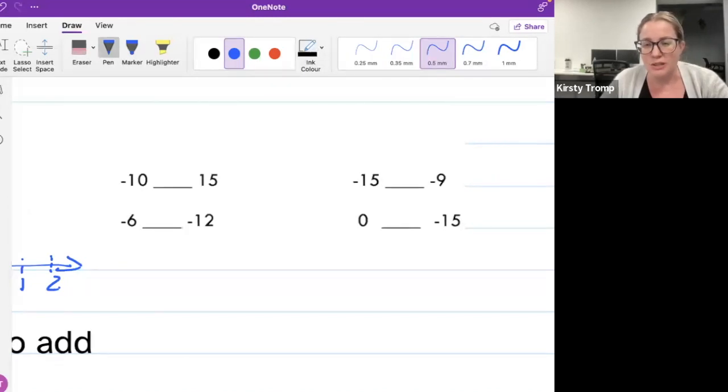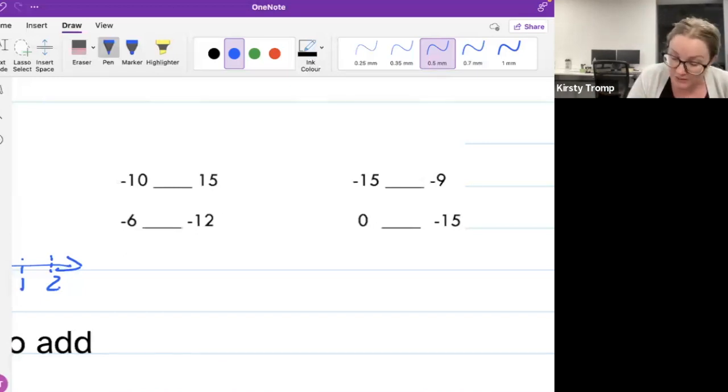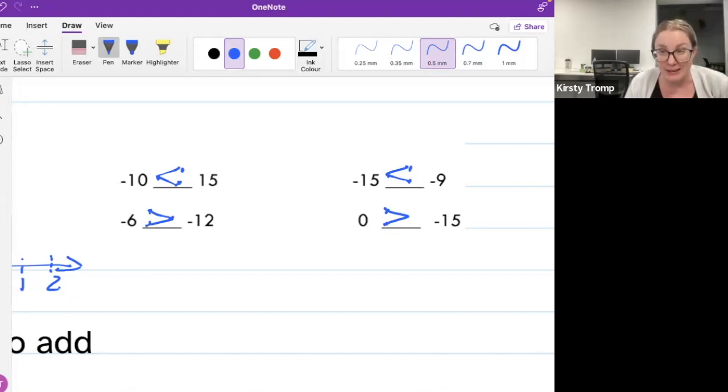All right, I am going to move on and we will answer some questions a little bit later on. I'm going to answer these for you. Let's have a look at how you did. So I've got -10 and 15. I know that 15 is greater than -10. I've got -6 and -12. I know that -6 is greater than -12. I've got -15 and -9. I know that -9 will be greater than -15. And I've got 0 and -15. I know that 0 is going to be greater than -15.